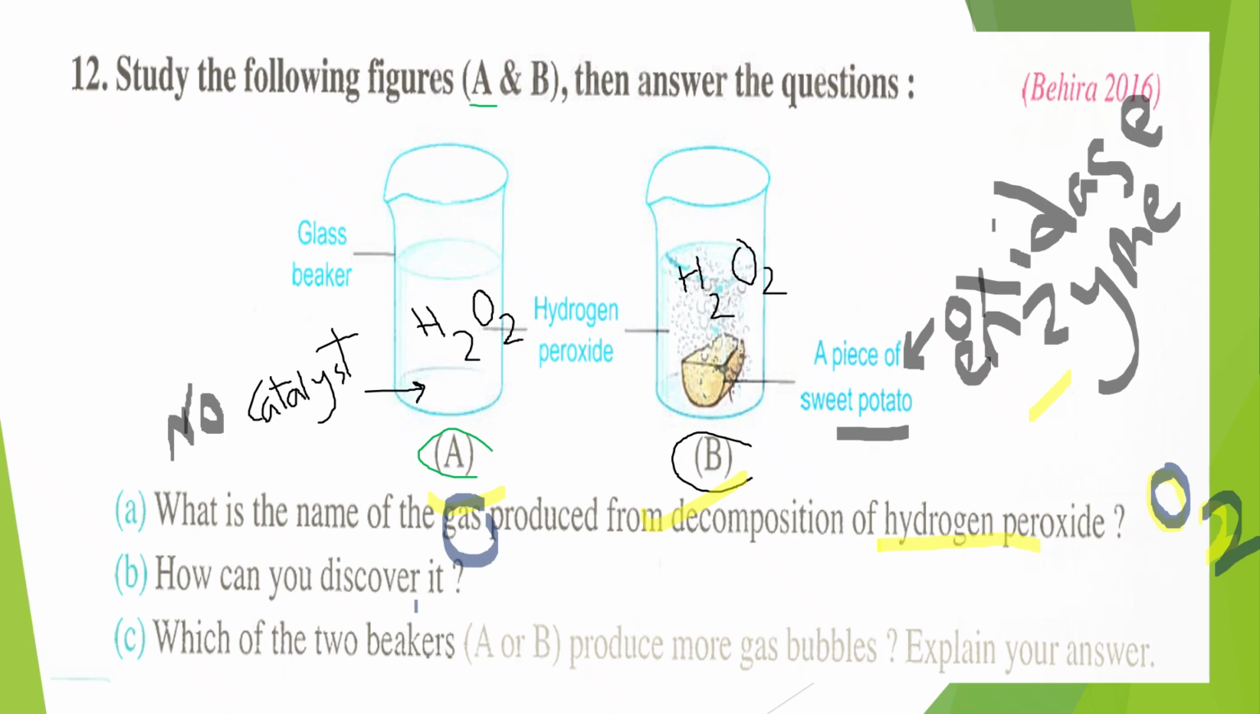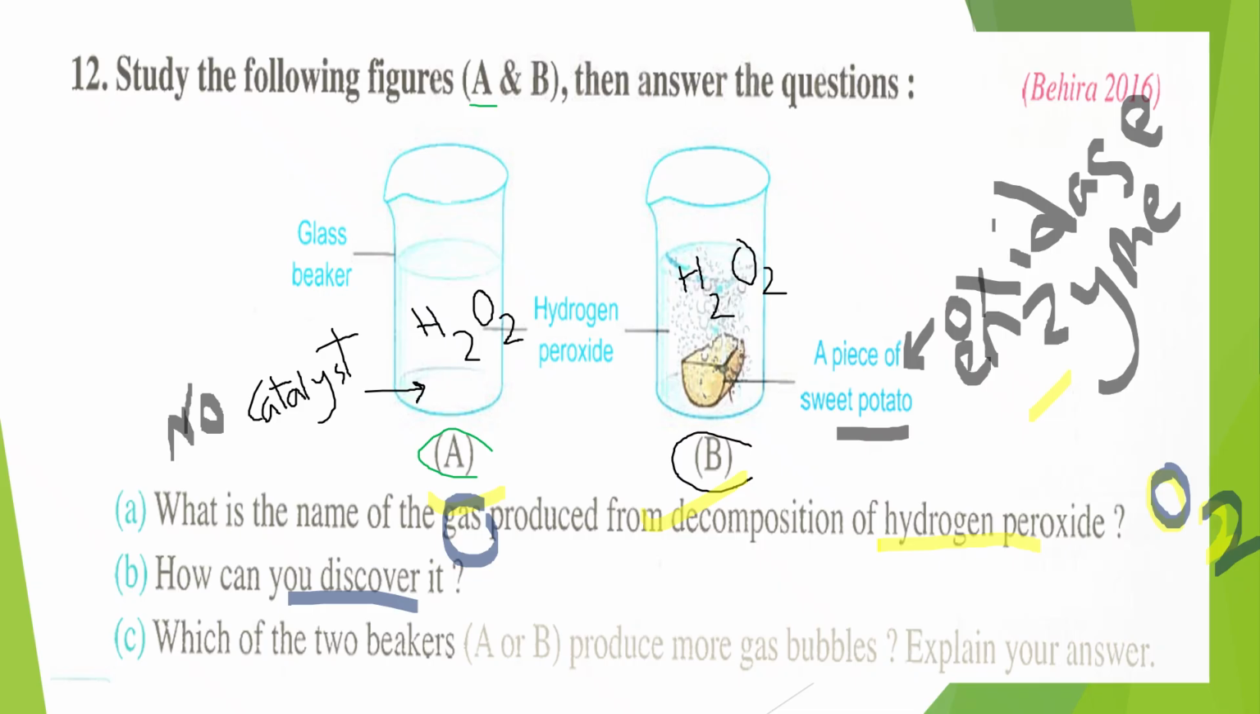How can you discover it? We said more than once, girls. We can detect oxygen gas. How can you discover it? It means the gas, I mean oxygen gas. How can we detect the presence of oxygen gas? It helps in burning. So we can detect it by using a burning match.